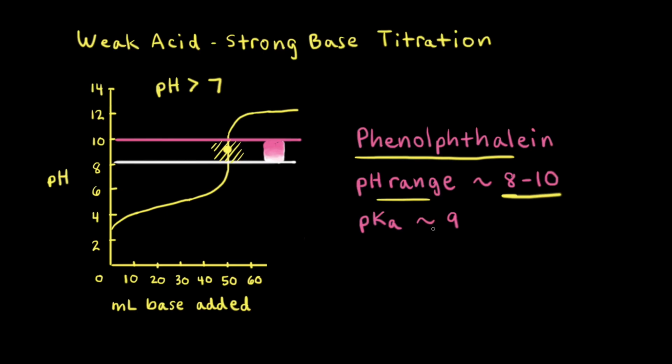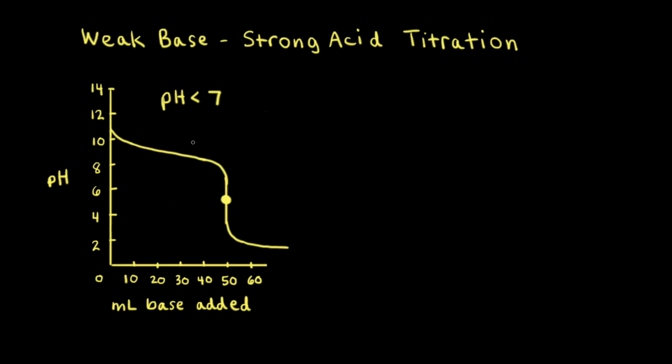And thinking about the pKa value for phenolphthalein, which is approximately 9, that falls in the range of 8 to 10 where we find our equivalence point. So we could think about it either in terms of the pH range or the pKa value. Next, let's choose an indicator for a weak-base strong acid titration. For a weak-base strong acid titration, the equivalence point occurs at a pH less than 7.